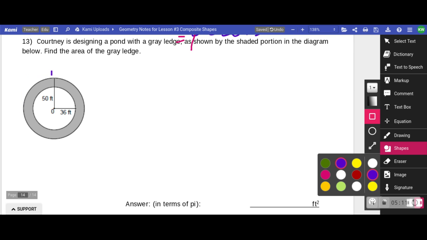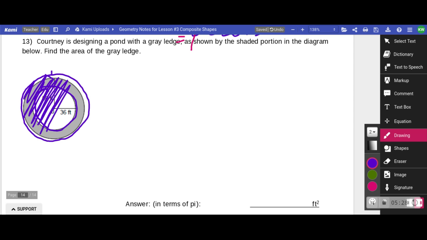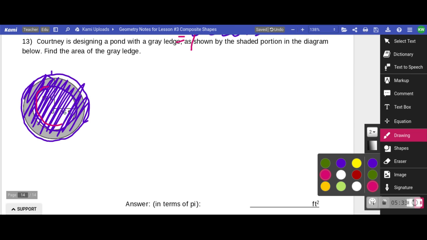Here we go. A big circle that makes the entire pond, and a small circle that shows where the water begins. So just to find the area of the shaded region, I'm going to find the area of the entire circle, and then I'm going to take the area of the water and subtract it out. And then we're going to be left with the gray ledge of the pond.